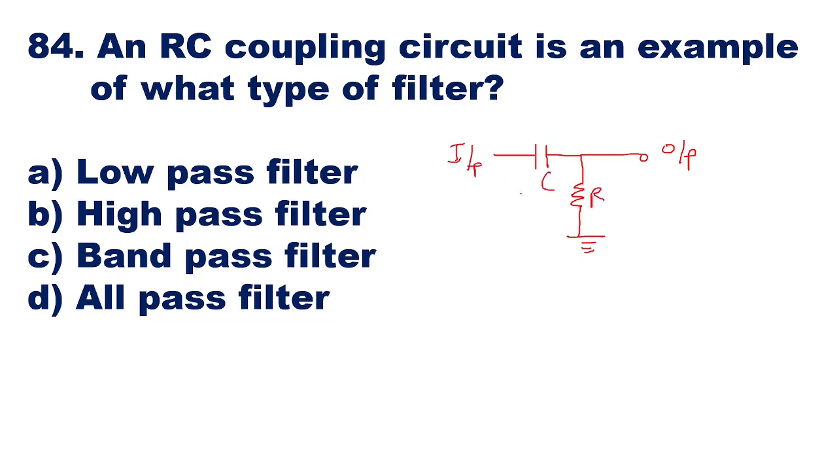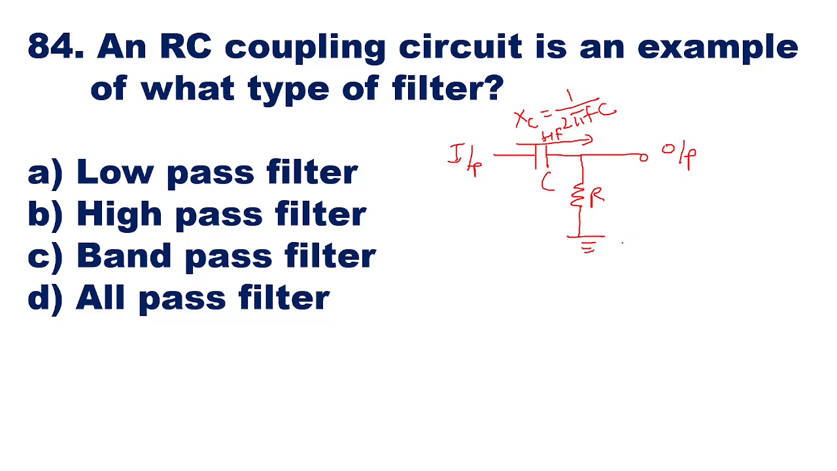Now here, if you put this capacitor in series, the reactance of the capacitance, which is given as Xc, is equal to 1 by 2 pi fC. Now if the frequency is high, the reactance is less. That means this is going to pass high frequencies. This is going to pass high frequencies to the output. Clear?